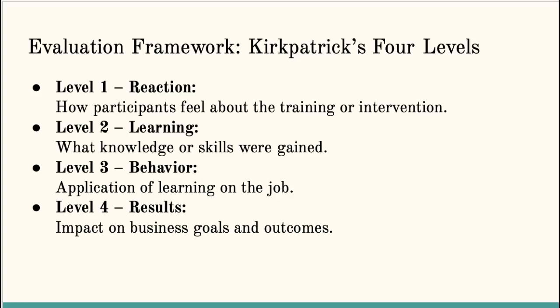Level 3, behavior. This is all about real-world application. Are employees using their new skills on the floor? Observation checklists, supervisor evaluations, and peer feedback during the shadow training phase will help us assess this. Level 4, results. Here's where we see the payoff. Are we producing higher quality carburetors? Are error rates down? Is customer satisfaction up? This is where we align evaluation data with business outcomes. This comprehensive model ensures we're evaluating at the individual, team, and organizational level.